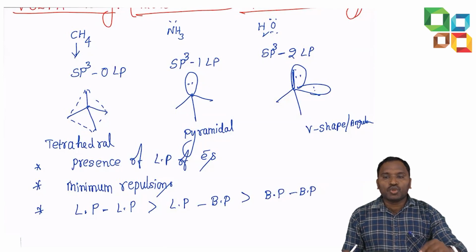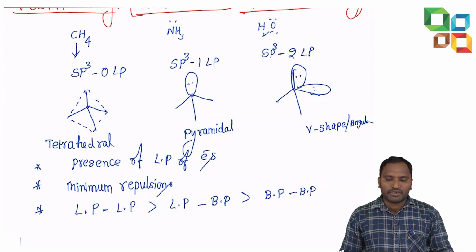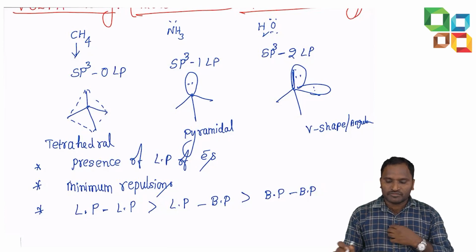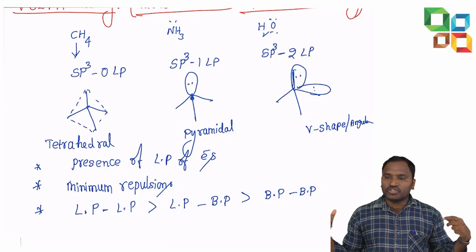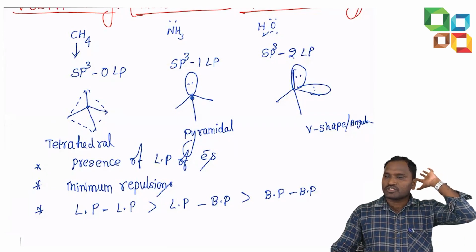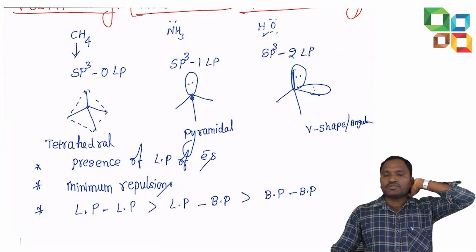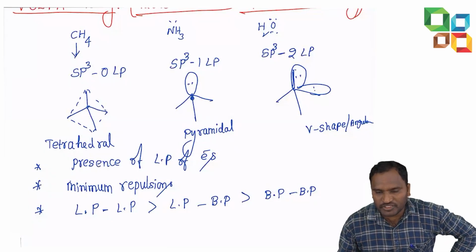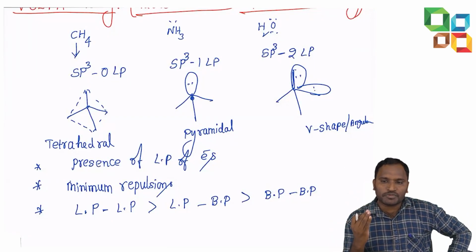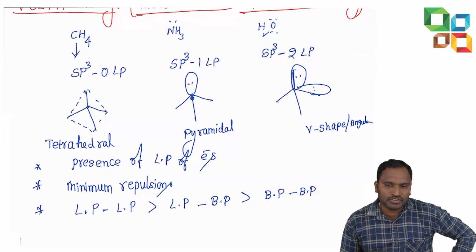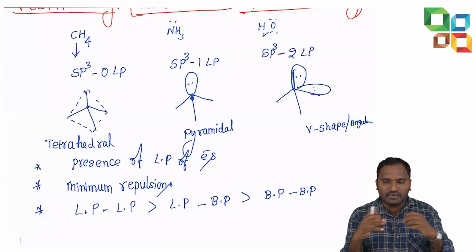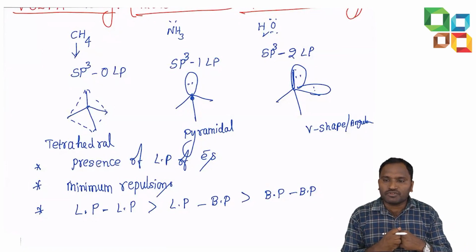Why, students? Lone pair size is large. A lone pair is responsible to only one nucleus, but a bond pair is responsible to two nuclei. Bond means between two atoms only, no? So the lone pair occupies more space than the bond pair. If you keep bulkier groups on the same side, repulsions will be more.